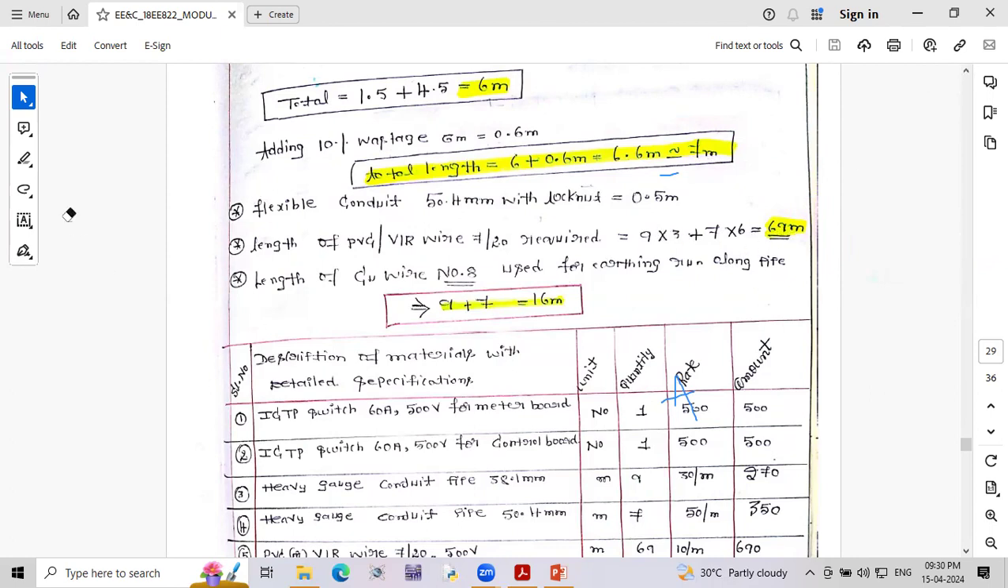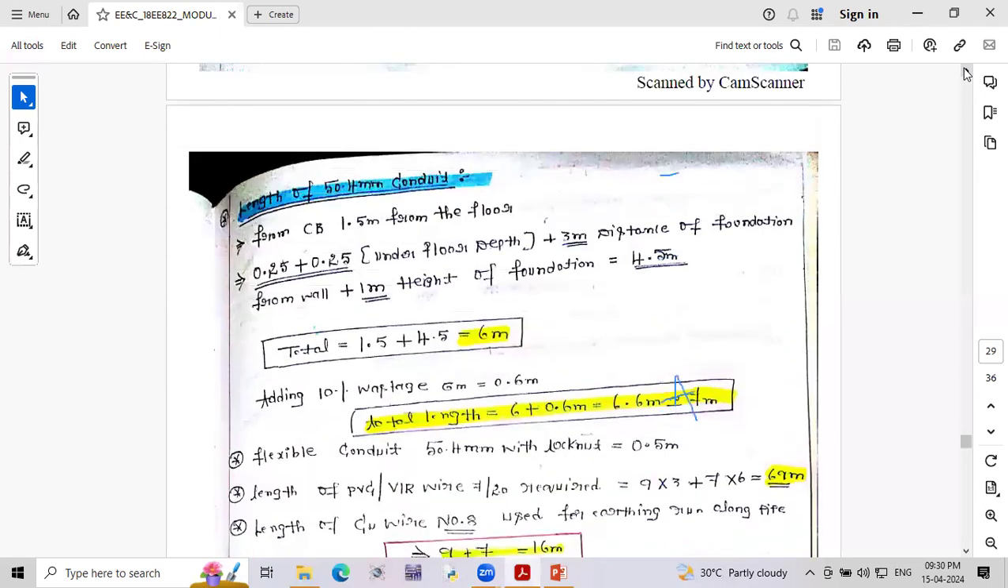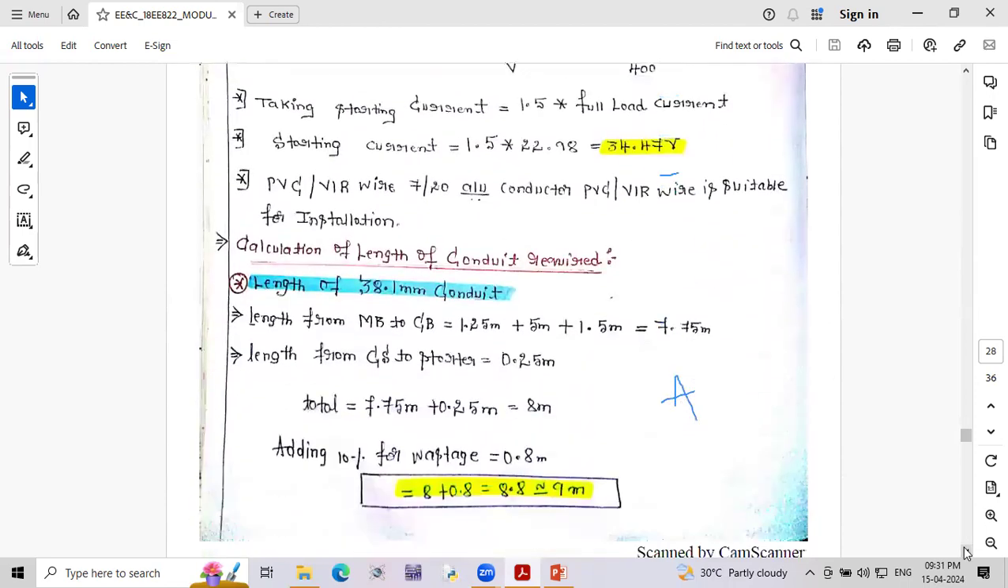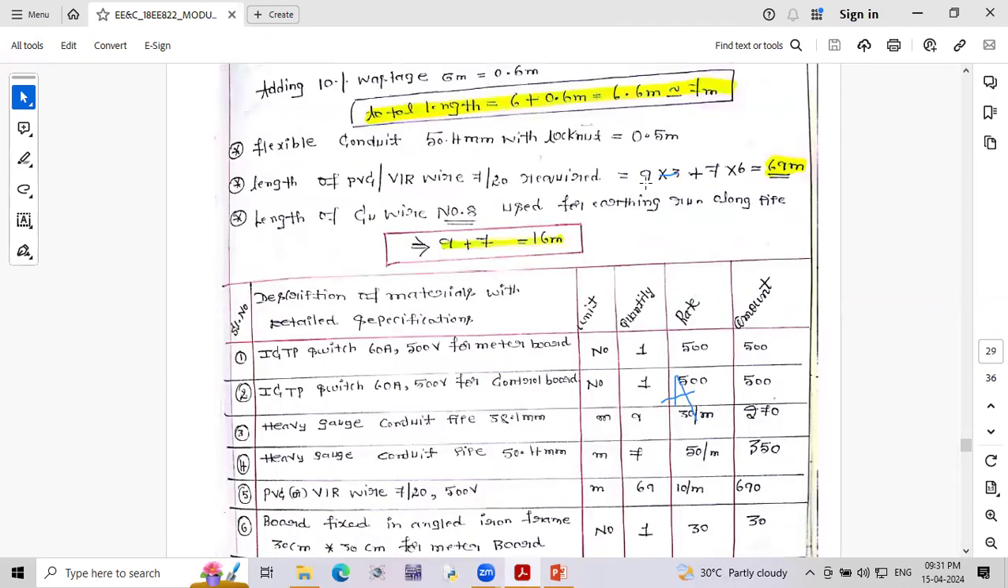I will tell it one more time, all of you listen. From meter board to control board, only 3 wires. Control board to motor, 6 wires. So total, meter board to control board 3 wire, 9 meter into 3 wires plus 7 into 6, total 69 meters. Length of the copper wire number 8 used for earthing, run along the pipe. Along with the conduit we need to calculate the copper wire. So 9 plus 7 is equal to 16 meter.